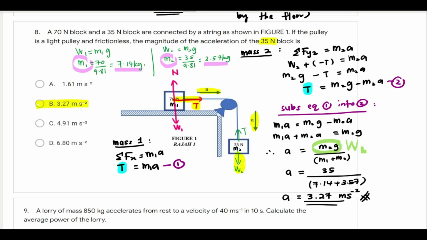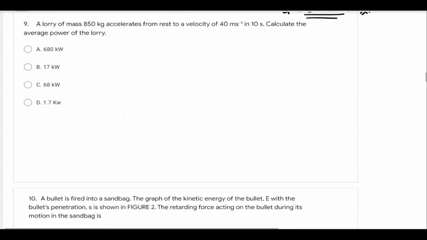Alright, so finish example number 8, and how about example number 9? So for example number 9, here we have a lorry of mass 850 kg, and start from rest. So U is 0, and then it accelerates until V equal to 40 meter per second dalam masa 10 second. Calculate the average power of the lorry.